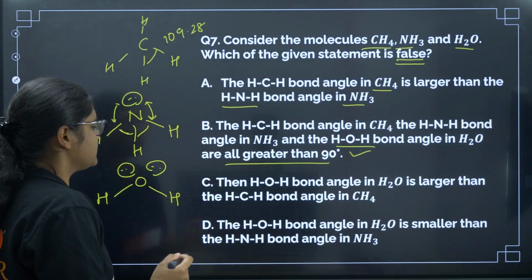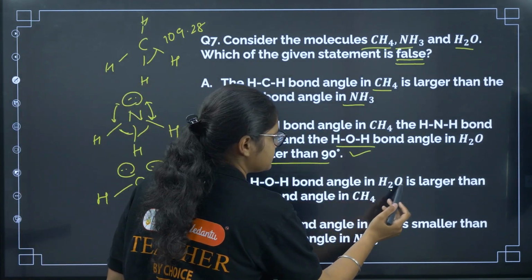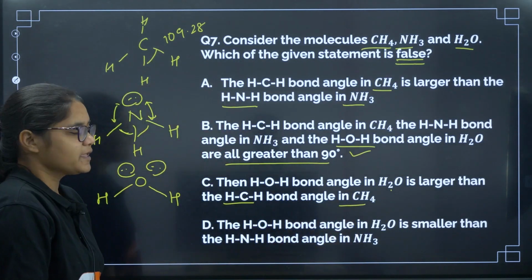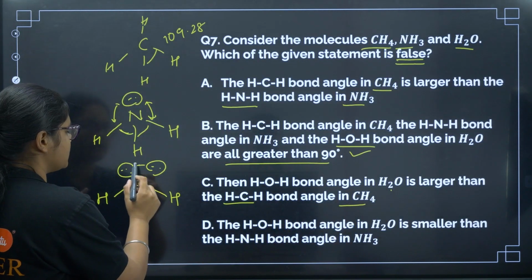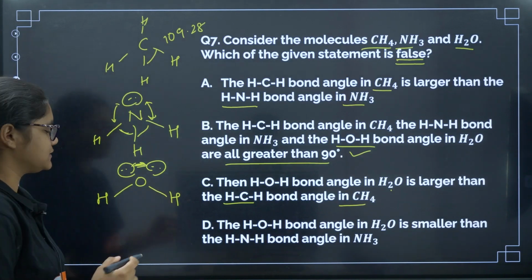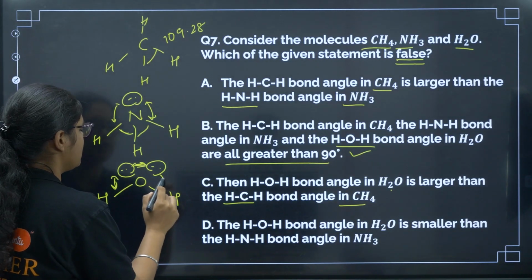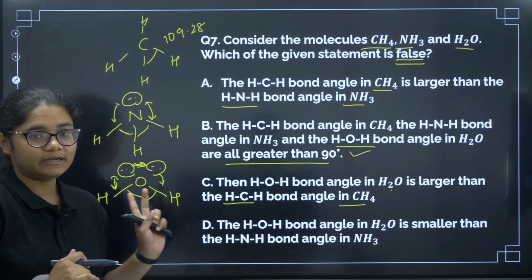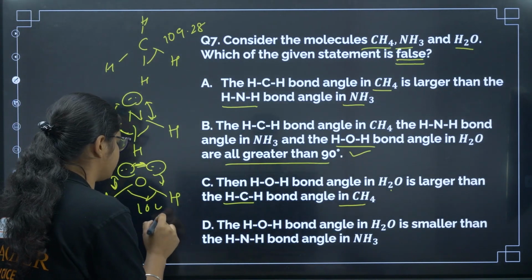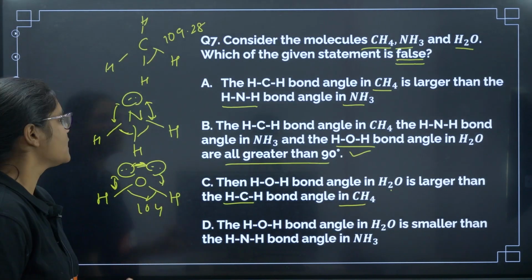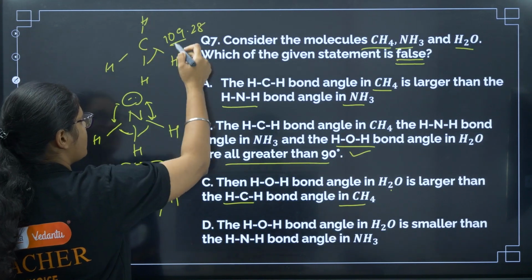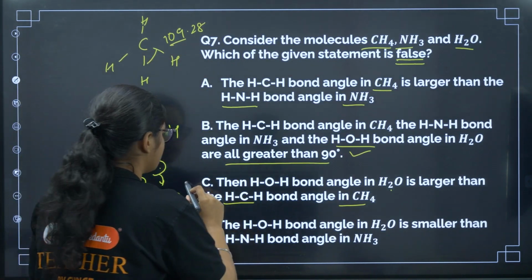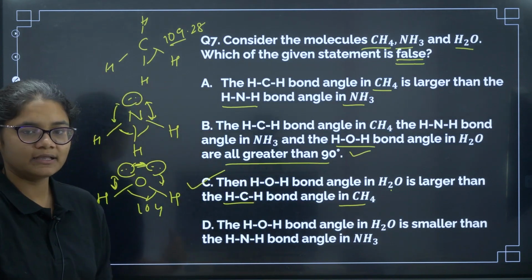Now coming to this statement, the HOH bond angle in H2O is larger than the HCH bond angle in CH4. You can see here, lone pair repulsions are maximum, so there is more repulsion here. Due to this repulsion, these bonds will come closer, so the bond angle will decrease. If you remember, the bond angle is somewhere around 104. Now this one is 109. So this bond angle will be more than this bond angle, but the statement is telling the other way. So the incorrect statement is option number C.